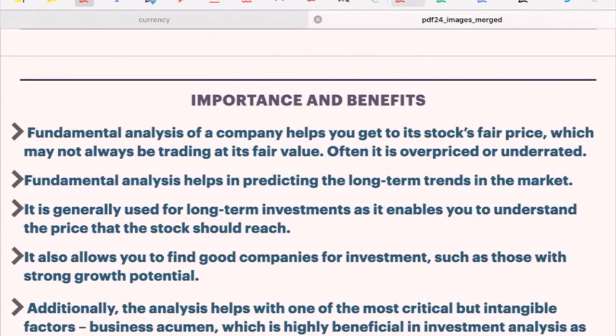The importance and the benefit which we get while doing a fundamental analysis is, first thing, we are able to find the stock's fair price. Then we will compare it with the trading price, whether it is overvalued or undervalued. Using the fundamental analysis, we can find the true value of the share and then we can compare it with the traded value, so that we can find whether the stock is overvalued or undervalued.